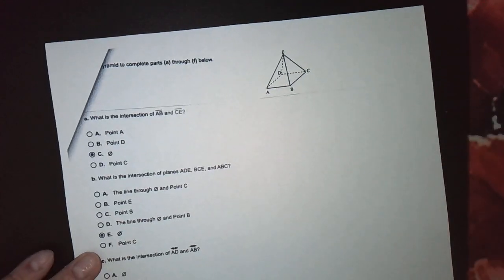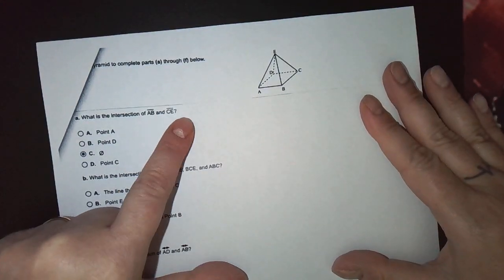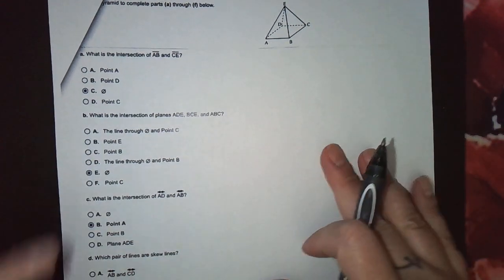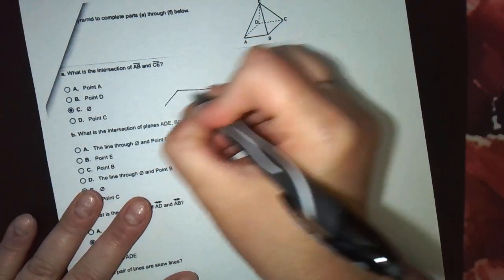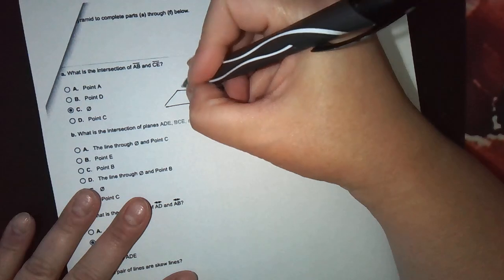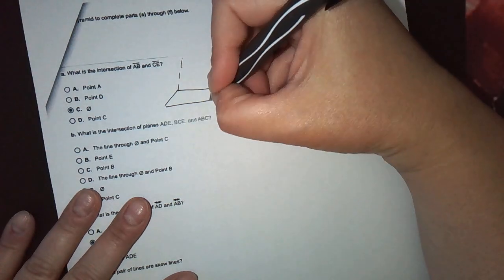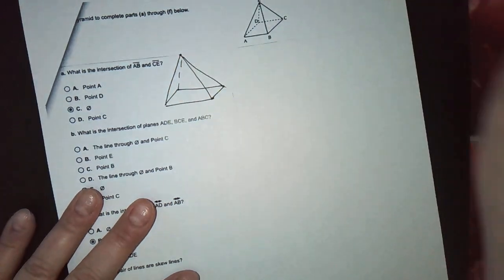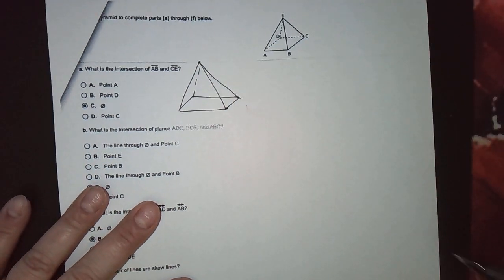It says, what is the intersection of AB and CE? Okay, well, here's my little prism thing, pyramid looking thing. It's kind of a bad picture, but good enough.